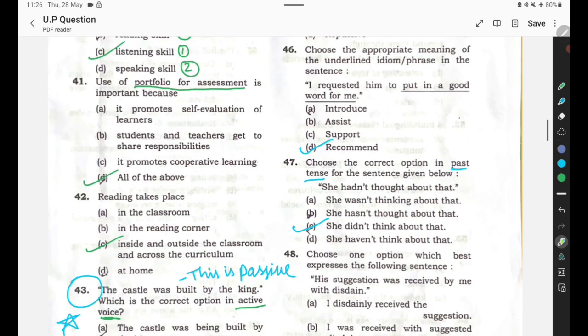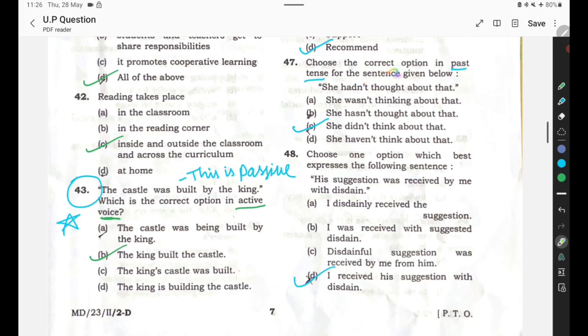Now 46. Choose the appropriate meaning of the underlined idiom phrase in the sentence. I requested him to put in a good word for me. That is recommend. Okay. This is the idioms and phrases. It is an indirect way, but one answer. That means recommend here. Put in a good word for me.